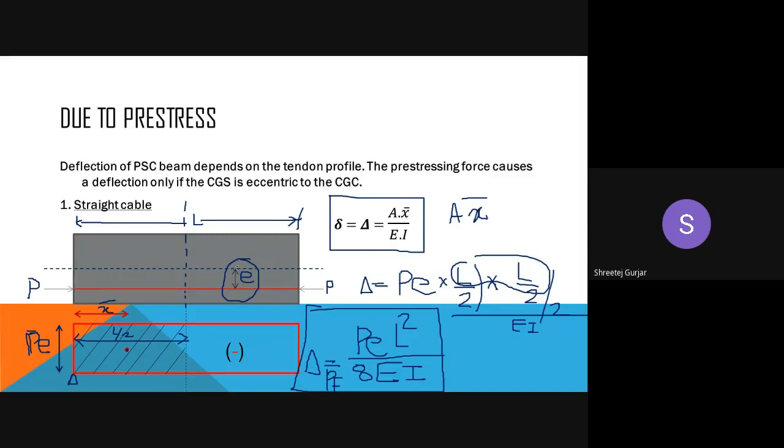Okay, very easy. First, delta PF. We are concerned with delta PF, the deflection caused by your pre-stressing force. Now this pre-stressing force will cause hogging, right? It will cause your beam to deflect upwards. So this will always be minus. So delta PF, when you have an eccentric cable, will be minus PEL squared by 8EI.